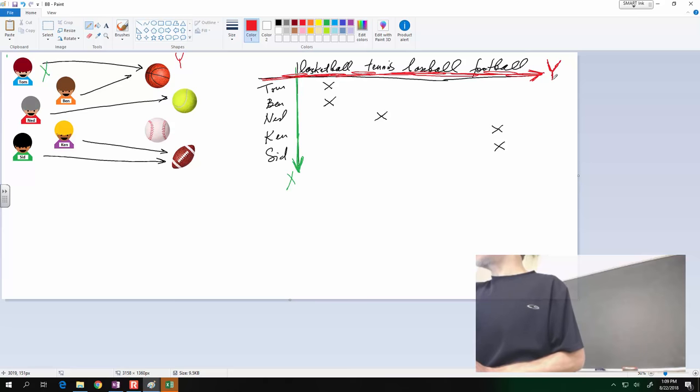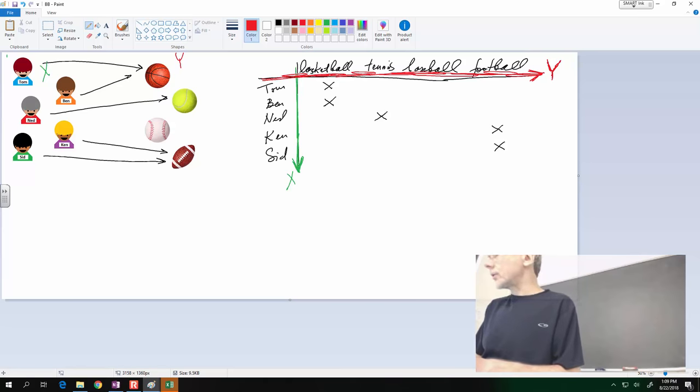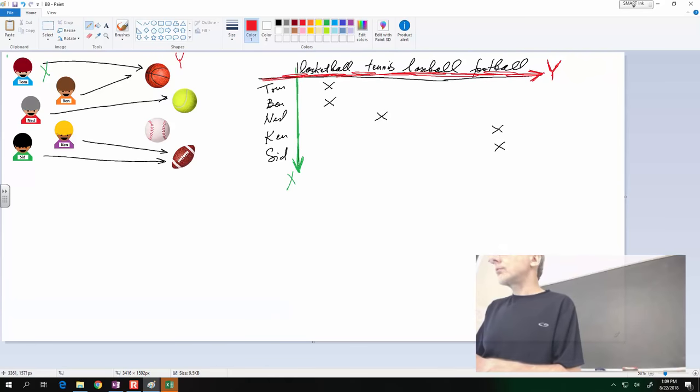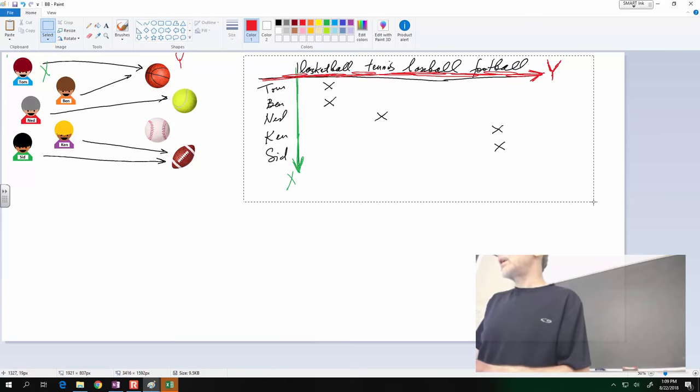And then arrange them in the traditional way, which is once again, x goes horizontal to the right, and y goes up. Okay, so that will create the graph.